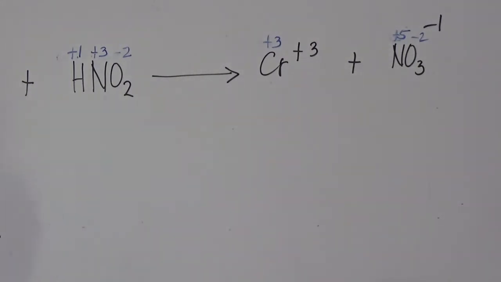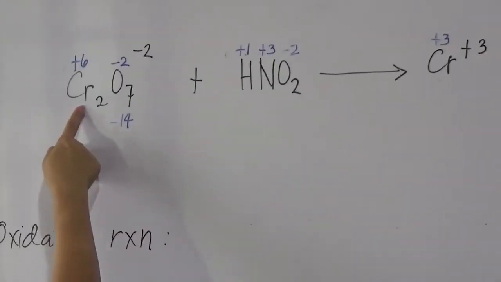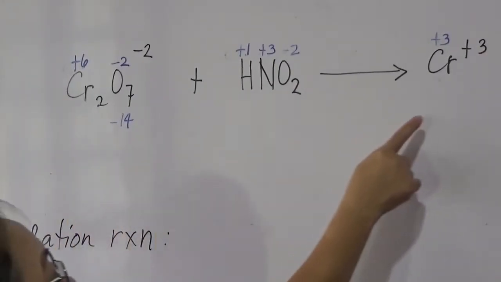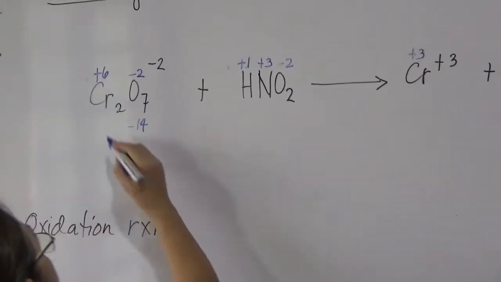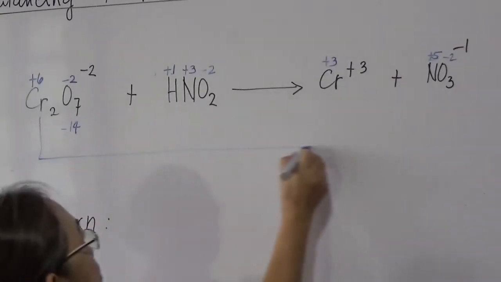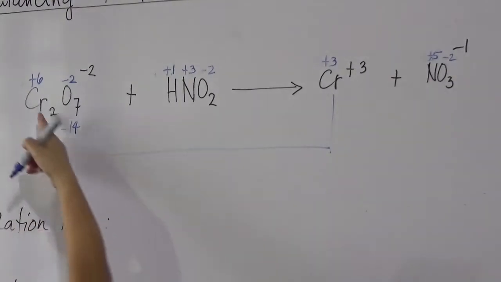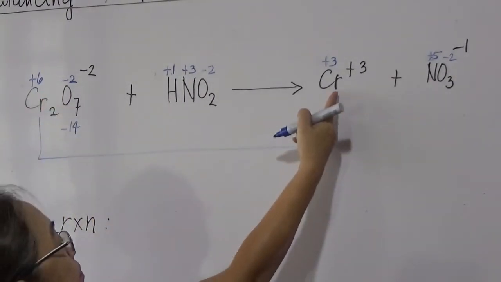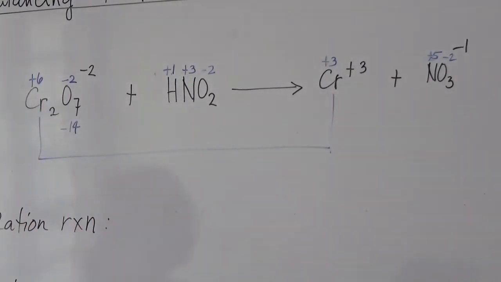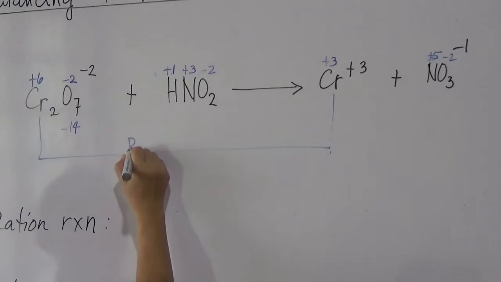Then examine the oxidation numbers, whether they increase or decrease. You have here chromium, which is +6, and chromium on the product side is +3. So what happened to the oxidation number of chromium? It decreases. Therefore, this is being reduced.